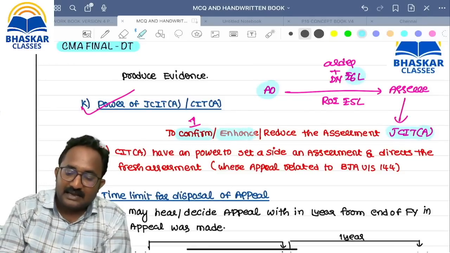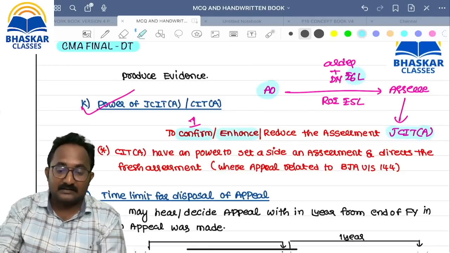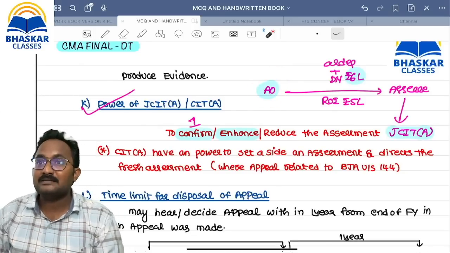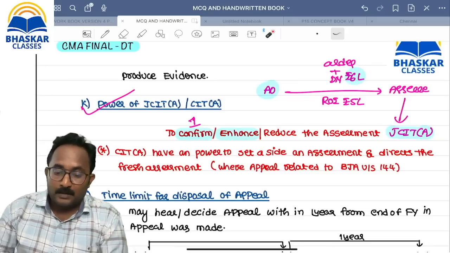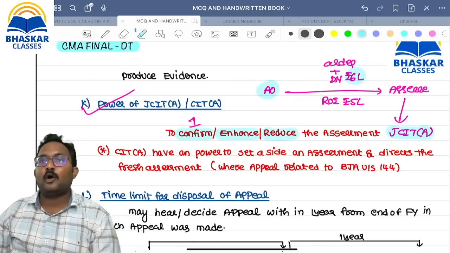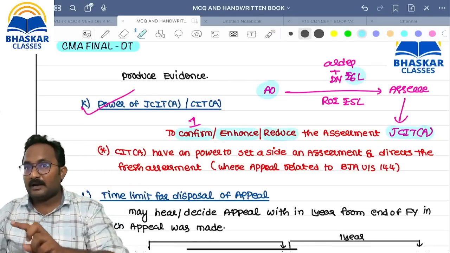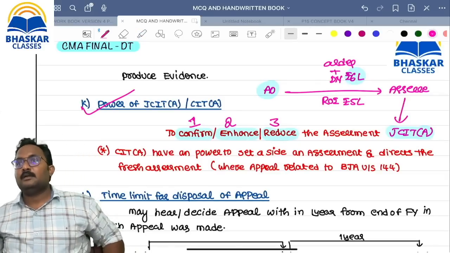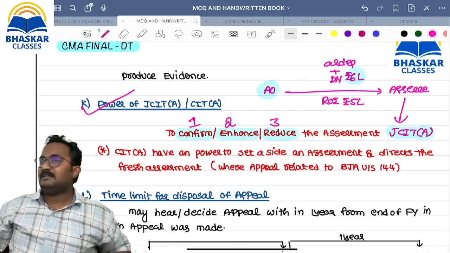Second one, we can enhance certain areas. That assessment is not correct, this fellow has not verified all the areas. Now we can add some more areas and conduct the assessment again. Last one, we can reduce the scope of assessment. What is the power? Remember this: confirm, enhance, reduce. These 3 things you have to remember.